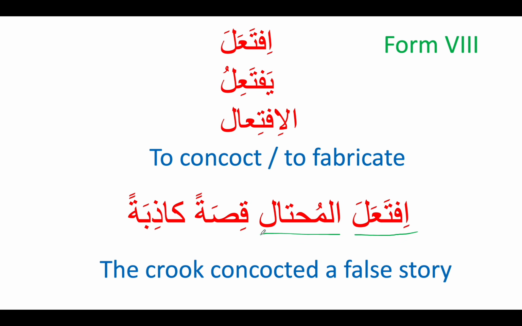Al-muhtal is the crook. قصة is a story. كاذبة is false. Now it's قصة because it is the object of the verb, so it's in the accusative case, and it's indefinite. So the object of the verb in Arabic is in the accusative case. So it has the fatha, but because it's indefinite, it takes the fatha tanween, a false story. If it was definite, it would be al-qissata. But because it's indefinite, it's got the tanween, and because the adjective is referring to the story, it takes on the same thing.